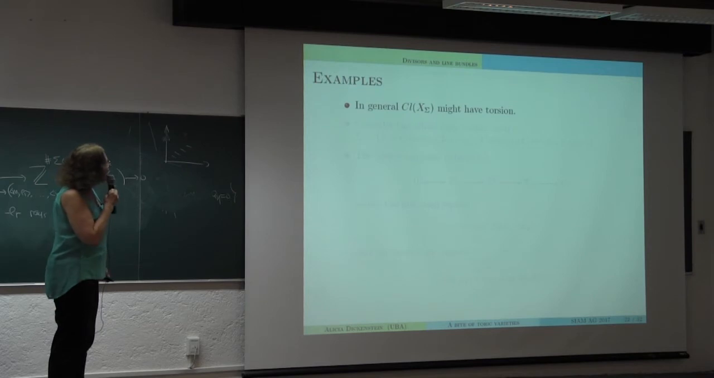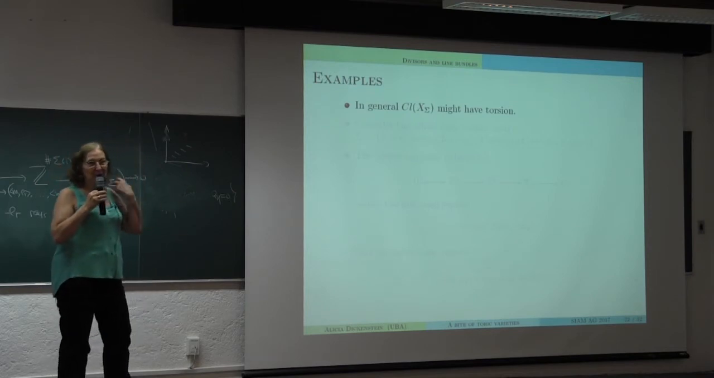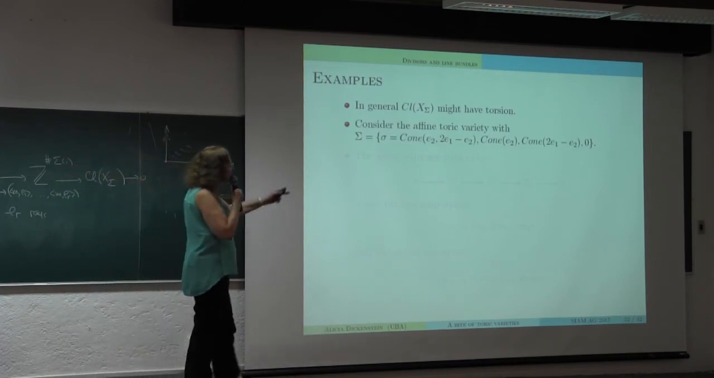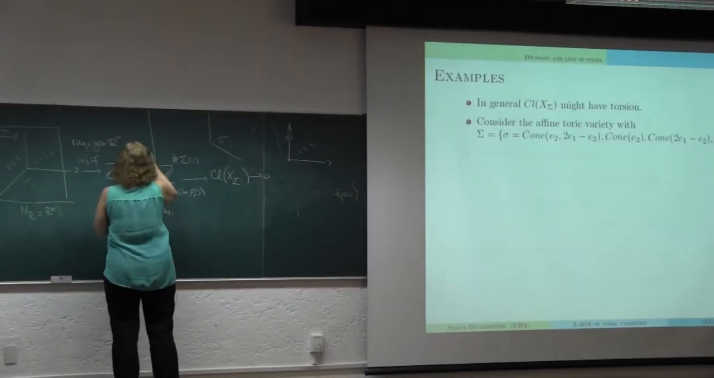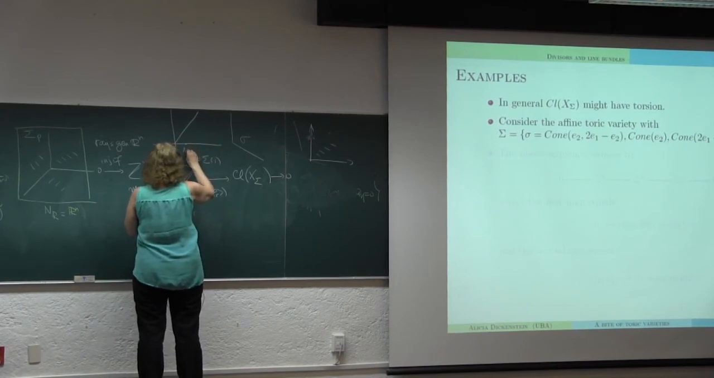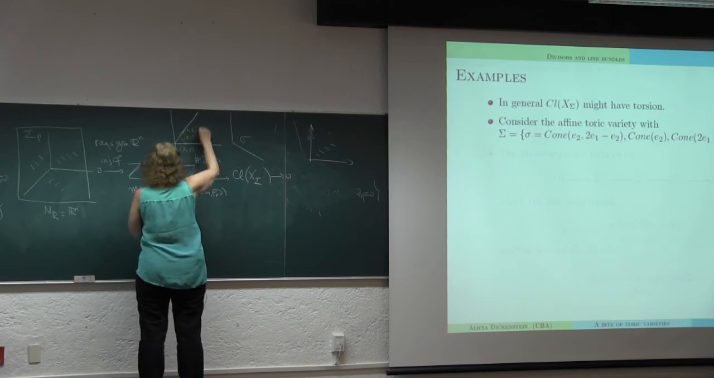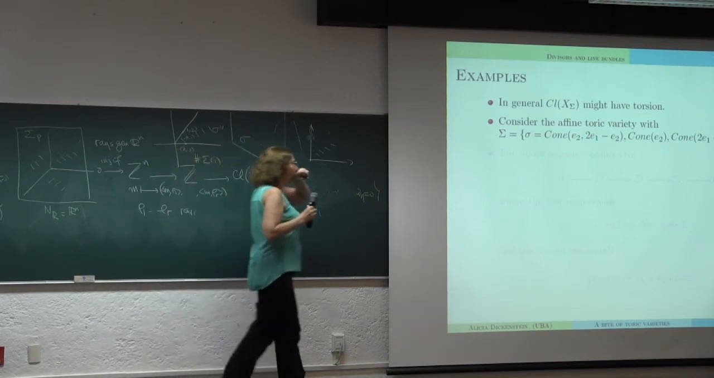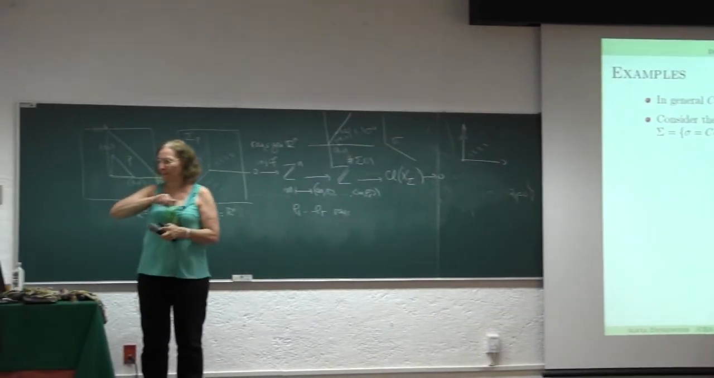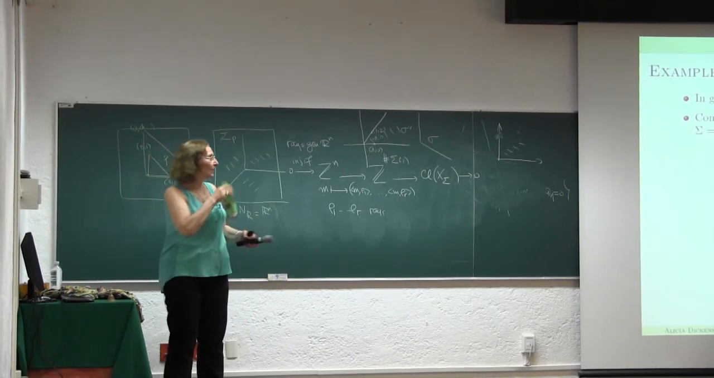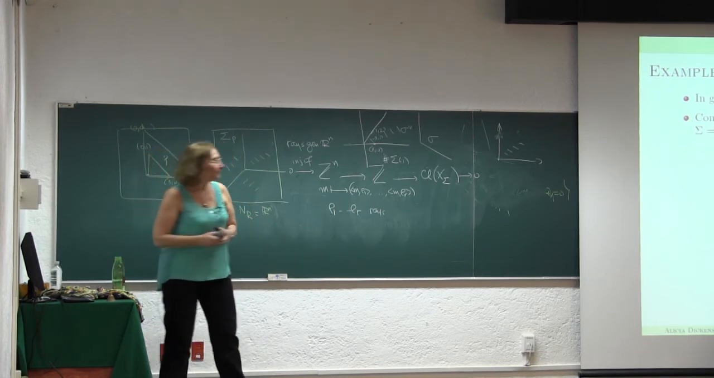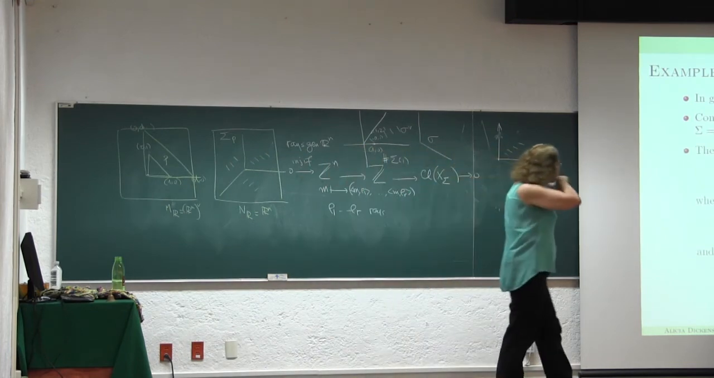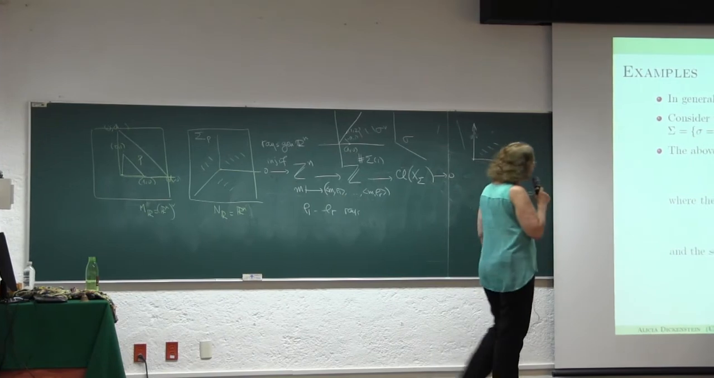Okay. Now, let me show you an example where this group has torsion. So let's go back to this example that I had. Remember, I had one cone like this, sigma, and then sigma dual was through (1, 0). Here it was (1, 1), but I needed this to generate the same group as (1, 2). This is sigma dual.